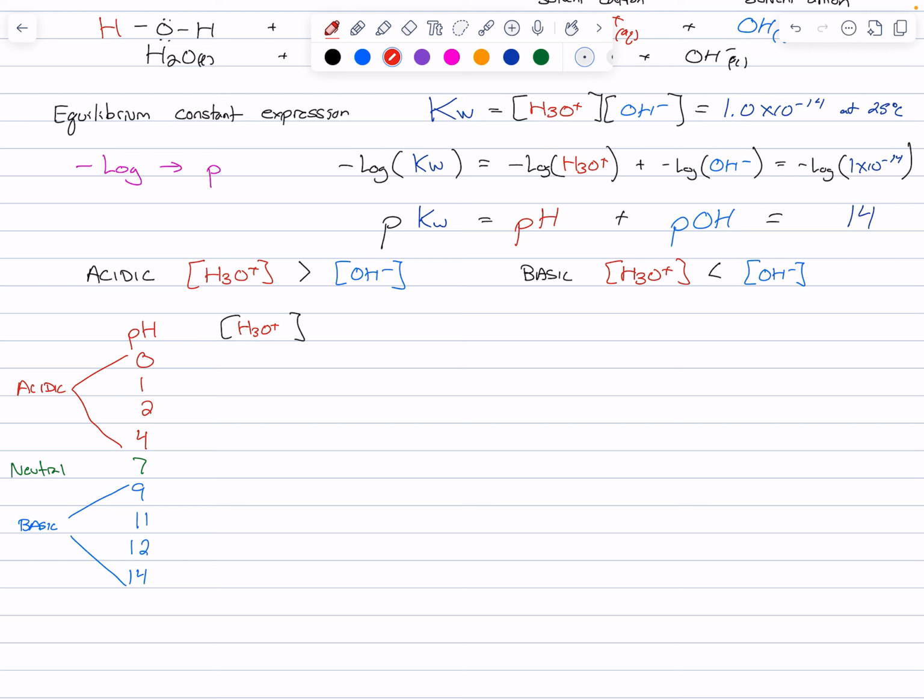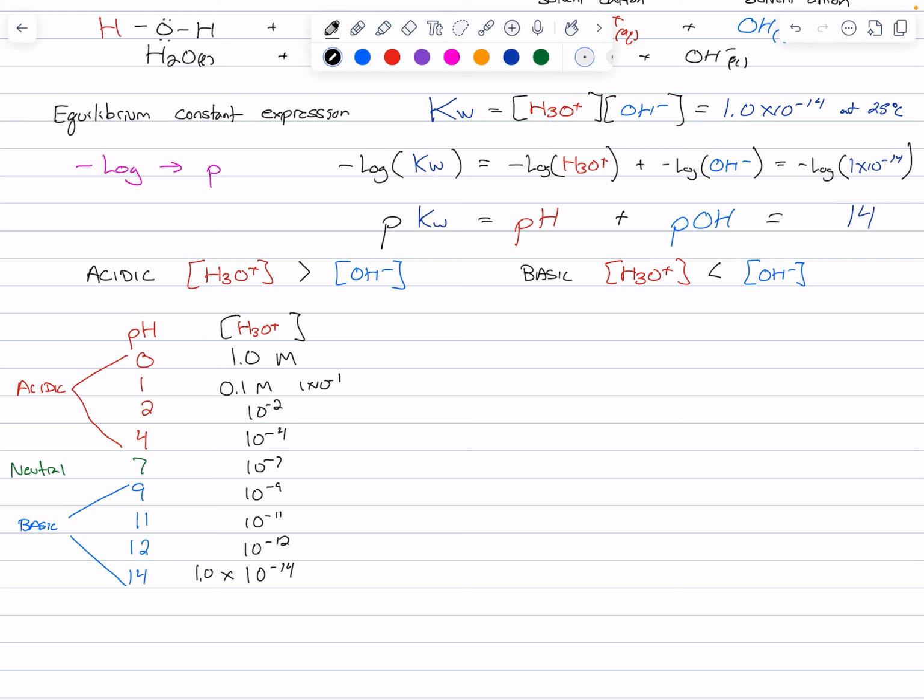Well, this would be 1.0 molar. Then we have either 0.1 molar or 1 times 10 to the negative 1, right? 10 to the negative 2 molar, 10 to the negative 4 molar, 10 to the negative 7 molar, 10 to the negative 9th molar, 10 to the negative 11th molar, 10 to the negative 12th molar, 10 to the negative 14th molar. So that'd be 1.0 times 10 to the negative 14. That's what we have, our concentrations.